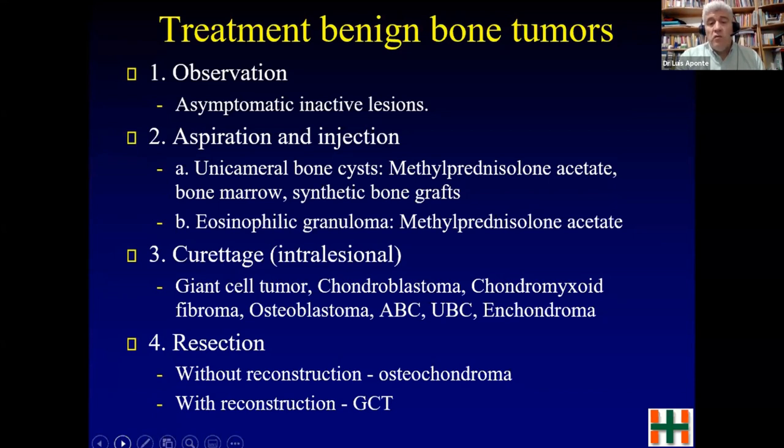So then we have the curettage that we can perform. It's intralesional. We can perform it in giant cell tumor, chondroblastoma, chondromyxoid fibroma, osteoblastoma. You can see ABC, UBC, and chondroma. And usually when you perform the curettage, a remark is that you have to use some local adjuvant, but we're going to show you a picture. And the resection could be without reconstruction, like osteochondroma, or with reconstruction, like the giant cell tumor.